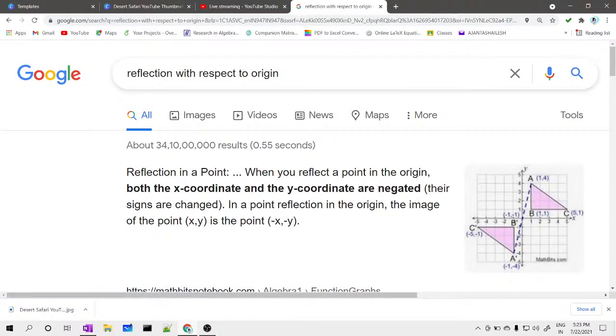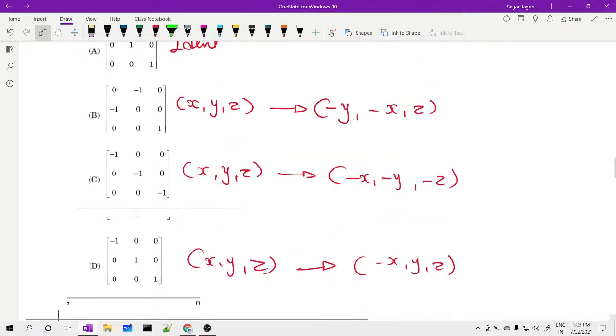Reflection in a point: when you reflect a point in the origin, all the coordinates are negated. Very good. So we were right, my dear friend. If you are taking a reflection with respect to origin, everything will get negated. Hence, C is correct.